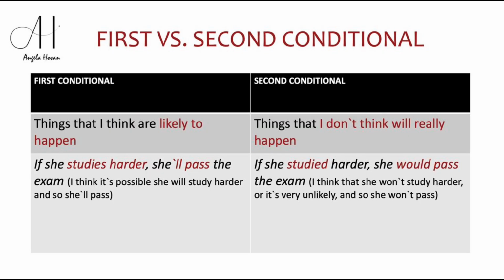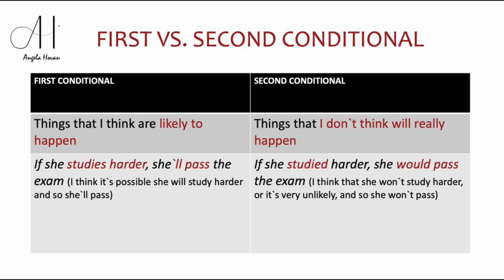Let's look at the differences between the first and the second conditionals. The first conditional describes things that I think are likely to happen in the future, while the second conditional talks about things that I don't think will really happen. It's subjective. It really depends on my point of view. For example, if I say, if she studies harder, she'll pass the exam. That's the first conditional. And here, I think it's possible she will study harder, so she'll pass.